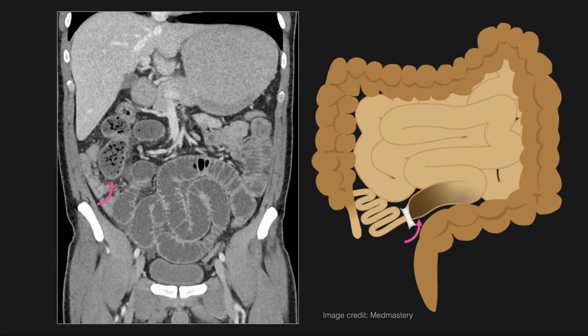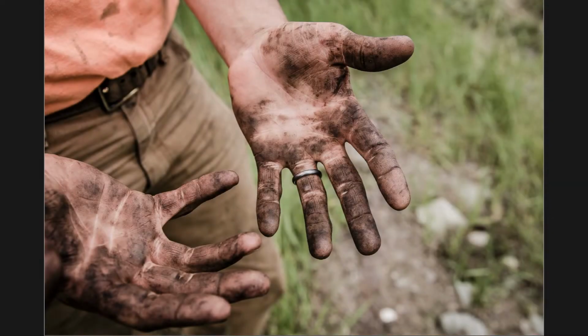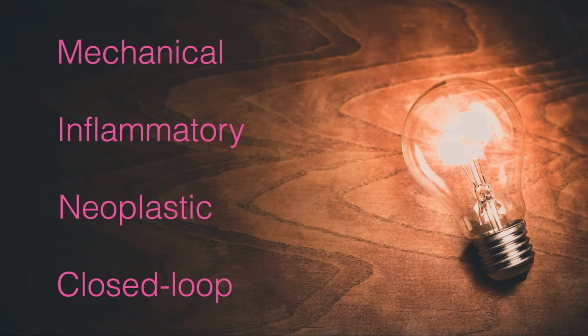The presence or absence of this sign helps us to assess some more complex cases and also serves as a helpful springboard for our talk. For many of these cases, we're going to have to dive in and get our hands dirty and look thoroughly at the entire GI tract to determine the cause of the pathology. I've roughly broken up the categories of complex bowel obstruction into mechanical, inflammatory, neoplastic, and closed-loop etiologies, and we'll start with some mechanical causes.